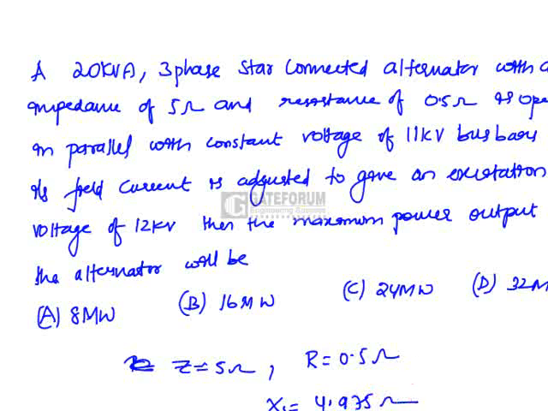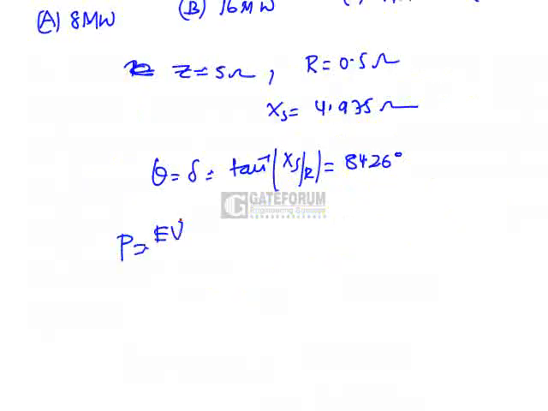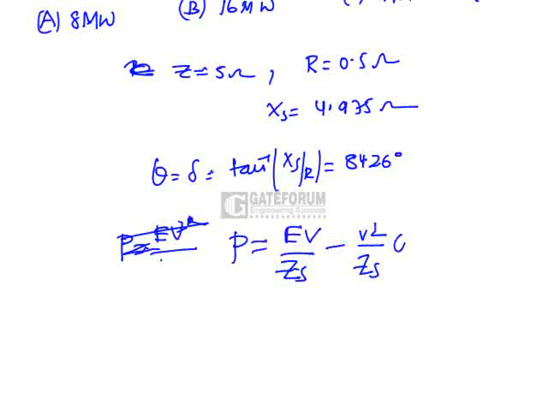From this I can calculate theta, which is equal to tan inverse of XS by R, around 84.26 degrees. What we have to calculate here is the maximum power output from the alternator. Maximum power output from the alternator is given as P equal to EV by ZS minus V square by ZS into cos theta.